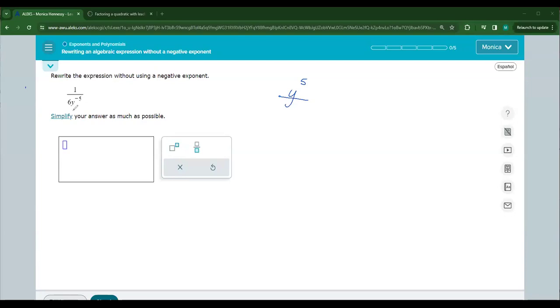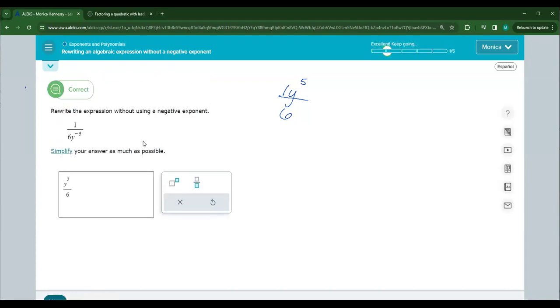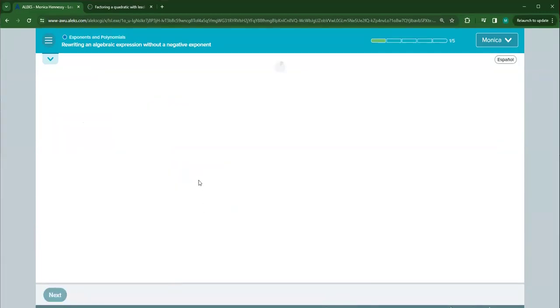Anything that isn't attached to it just stays where it is. So there is technically a 1 still sitting up in front of here, and then I have the 6 on the bottom. Alex gets cranky when you put unnecessary 1s in the problem, so we are just going to put that as a fraction as y to the 5th over 6. And then hopefully we will move on to the next one because we got it correct. Awesome. Delete.